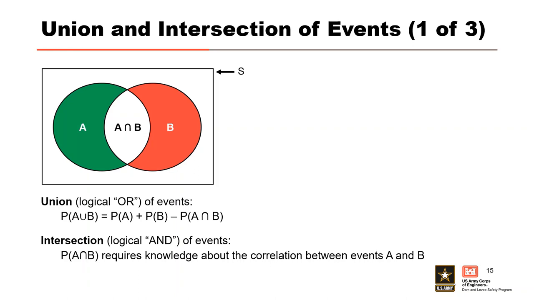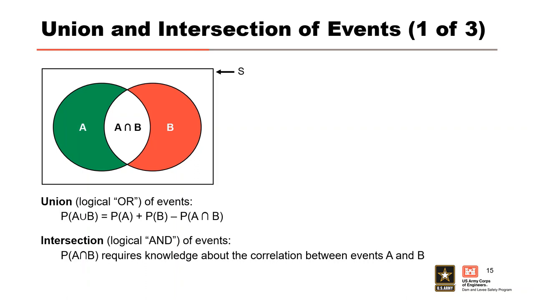For the Venn diagram shown here, assuming event A and event B are both potential failure modes, the union of these events is the total probability of failure that can result from these potential failure modes. Breach can occur by failure mode A or by failure mode B, or theoretically by both A and B at the same time. The union equation shown here is for two events and is pretty simple, but it gets more complicated when there are more than two events.